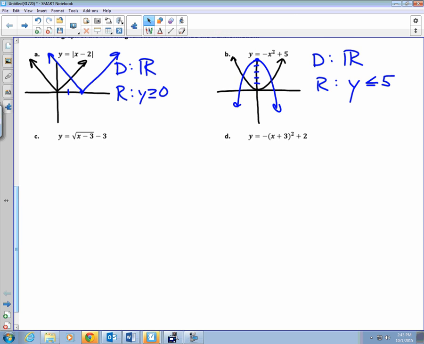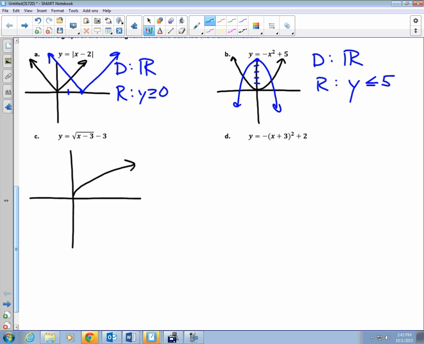C, what's our parent function? Yeah, so the parent function looks like that, correct? What are the two things that change this graph, that shift it? Okay, we have a 3 and a 3. This 3, is it on the inside or the outside? Inside. So is it going to shift it right 3 or left 3?